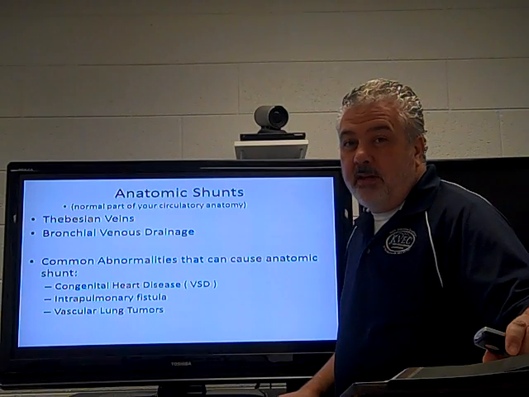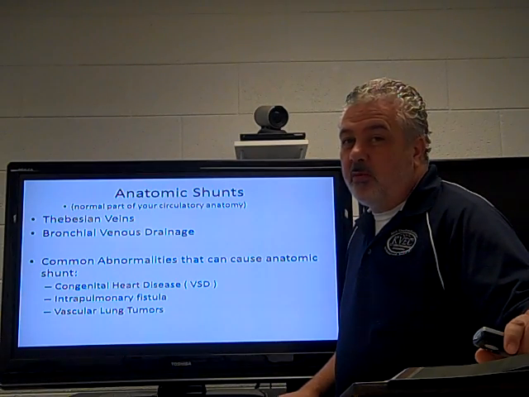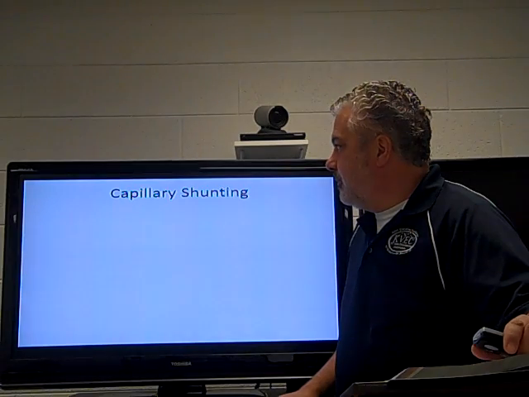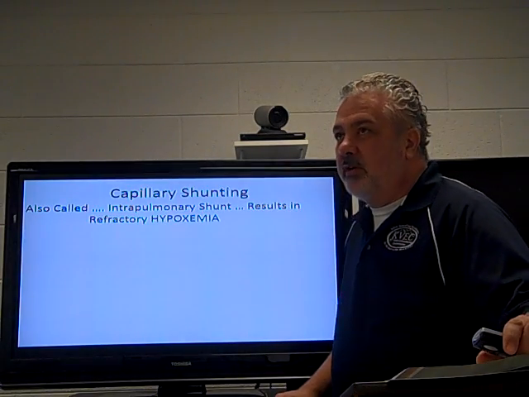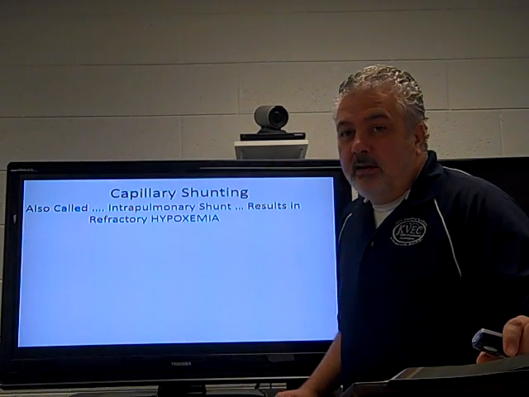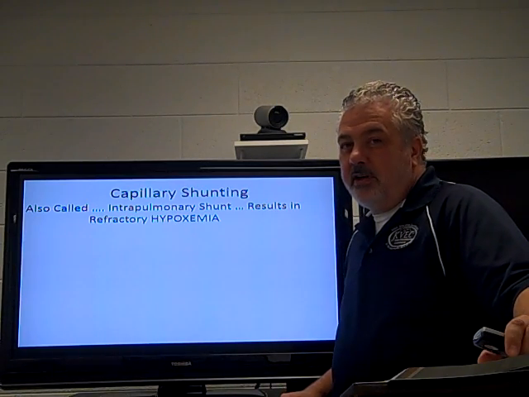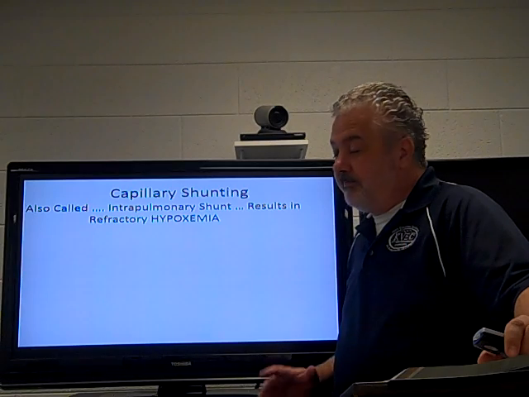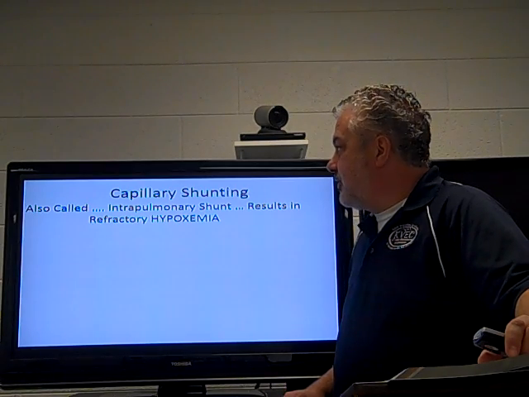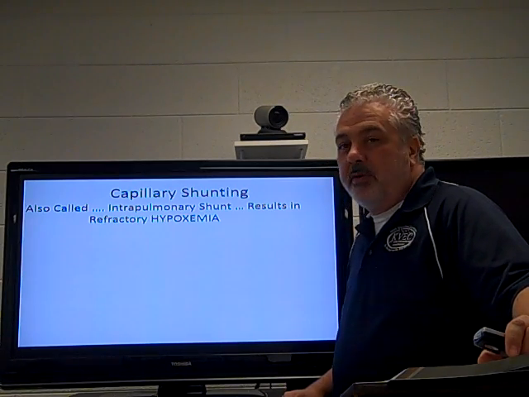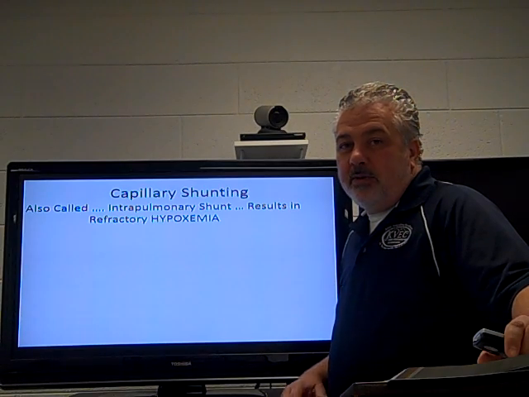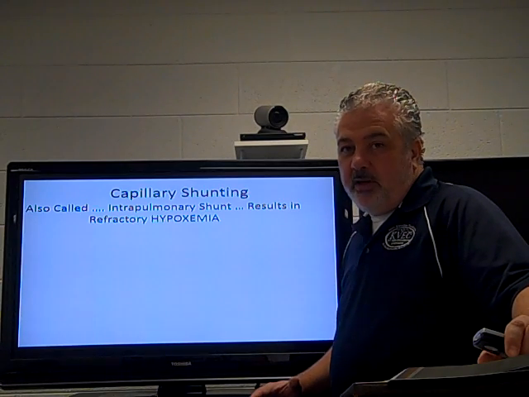But anything above that would be considered abnormal, and we'll talk about that. Capillary shunt, this is the one we're going to really focus on. Anatomic shunt and capillary shunt are really the ones I need for you to know very well. Capillary shunt is also called intrapulmonary shunt, and it results in refractory hypoxemia.